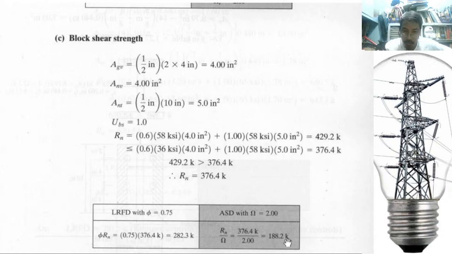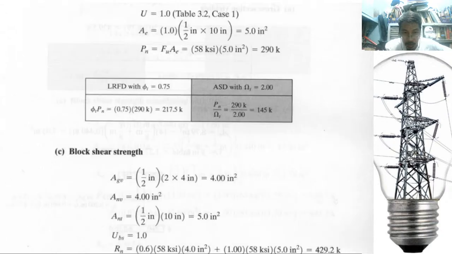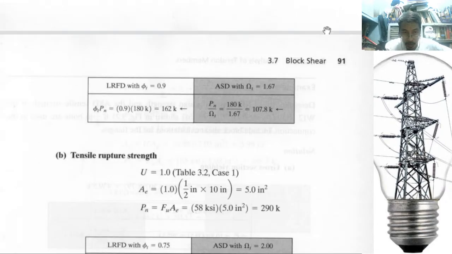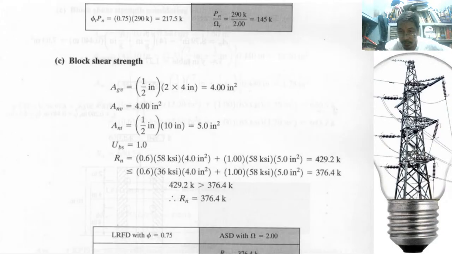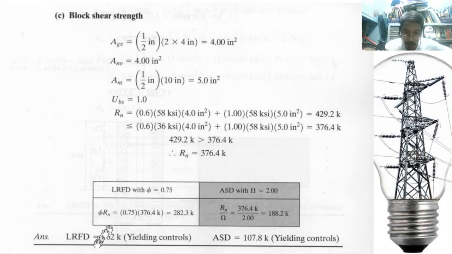Now compare 282 with rupture and yield. It is less than rupture, so rupture is higher, and 162 is even lower, so therefore yield governs. The answer is yielding. So our answer is 162, yielding. In a similar manner, the answer for ASD is yielding.